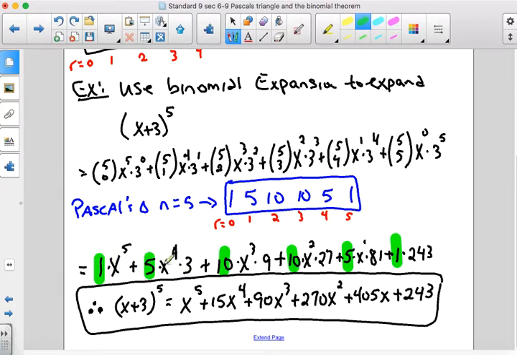X to the 5th, x to the 4th, x to the 3rd, x to the 2nd, x to the 1st, x to the 0 is no longer necessary. Then 3 to the 0 is 1, that's gone. 3 to the 1st, 3 squared is 9. 3 to the 3rd is 27. 3 to the 4th is 81. 3 to the 5th is 243. So everything is all lined up. I just simplify it a little bit more, and I end up with this answer at the bottom.